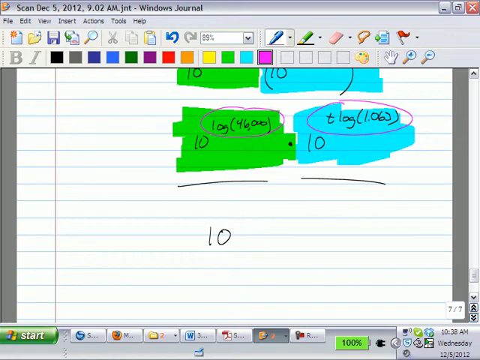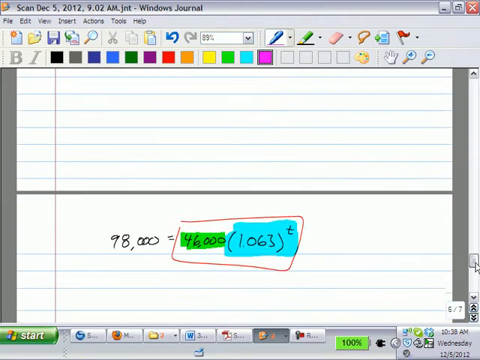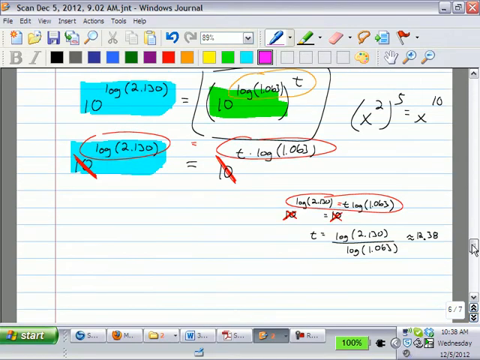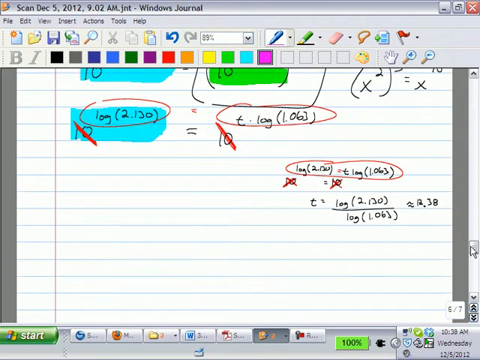Bree, before we answer that question, Bree, what's up? I think that the t right here was with the log 1.063.